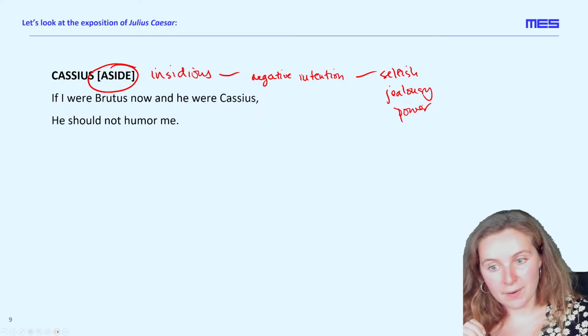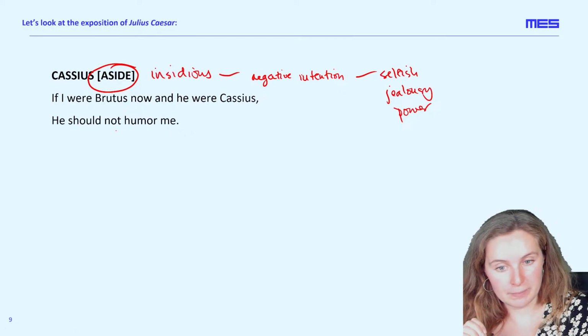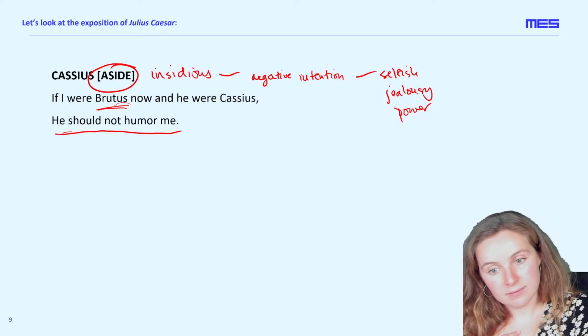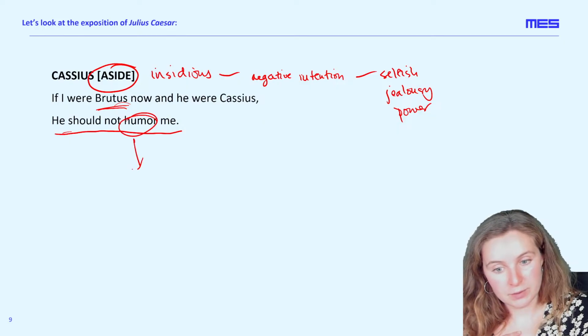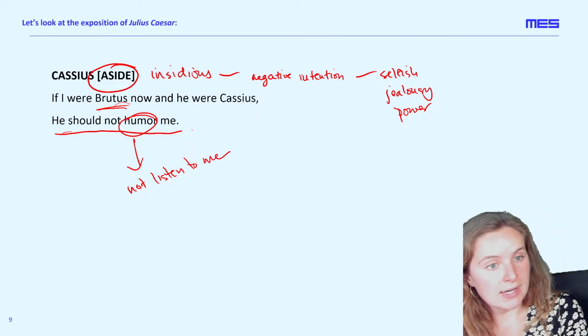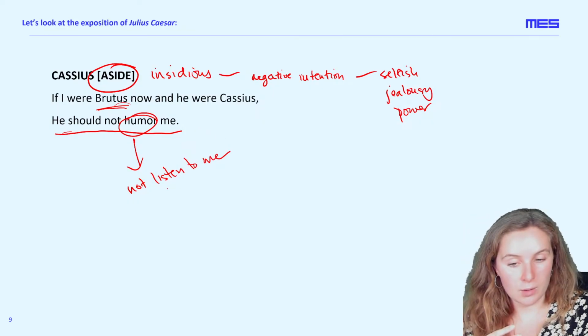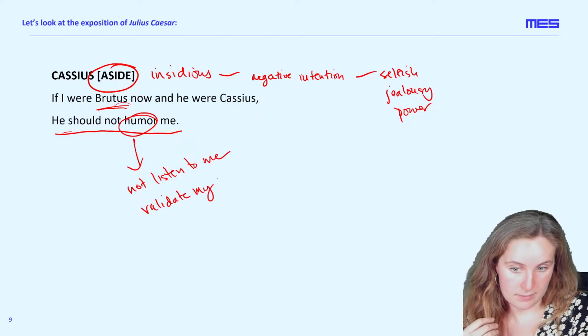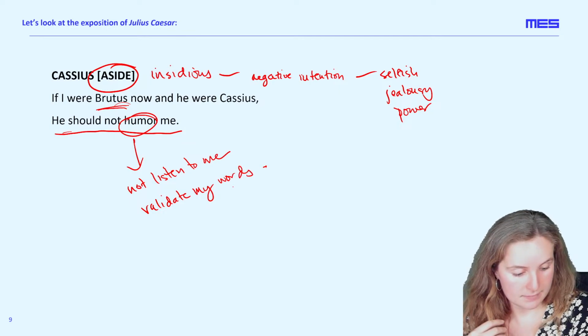"If I were Brutus now and he were Cassius, he should not humour me." So telling that Cassius is so self-aware because he's putting himself in Brutus's shoes and saying he should not humour me. So he should not listen to me, pay me any mind, consider my options as valid, validate my words against Caesar.